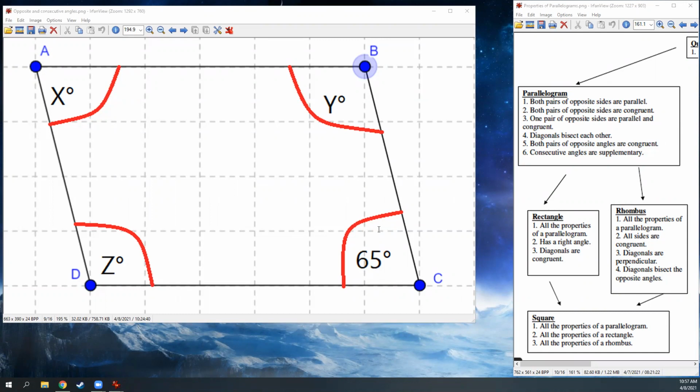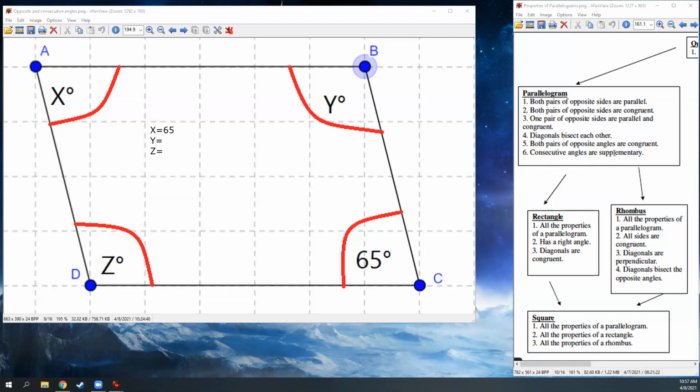If this is 65, which angle is opposite 65? Because opposite angles are congruent. They're the same. So we know x, right? X is opposite 65. It's on the other side of the parallelogram. So we know that is also 65. Cool. How do we figure out y and z? That's the question, right? Well, y and z are opposite each other. So we know they're equal, but if we don't know one of them, we don't know either of them. So then we move on.